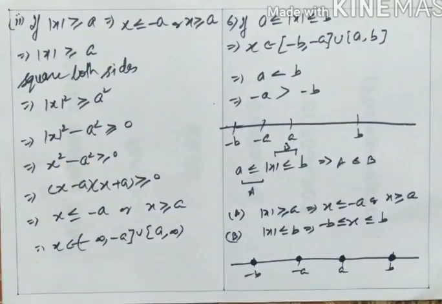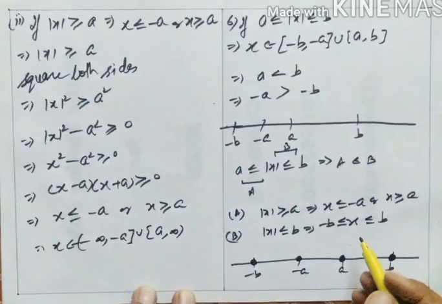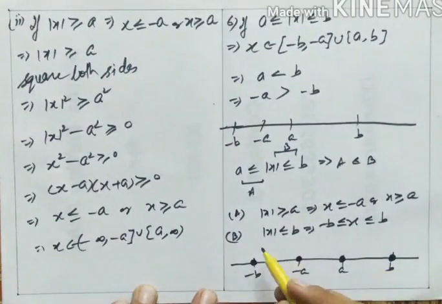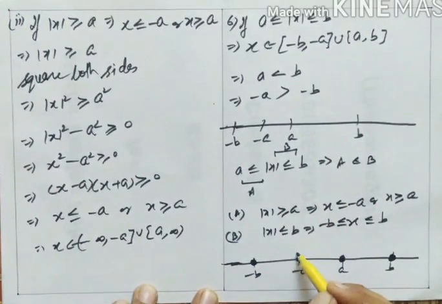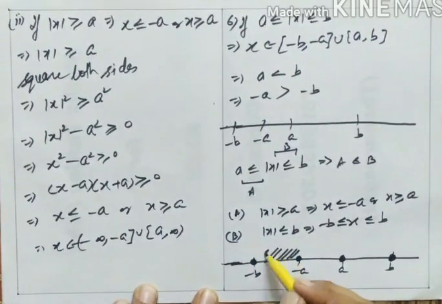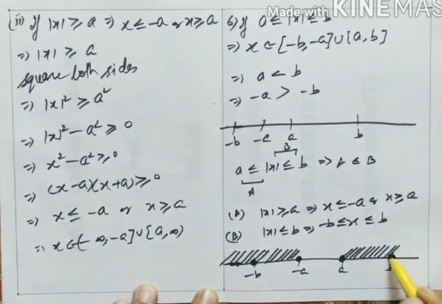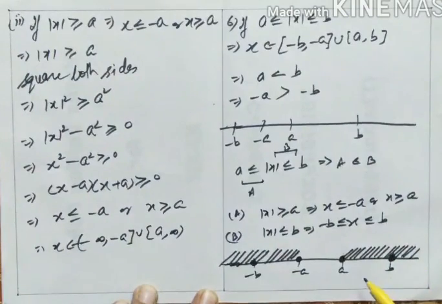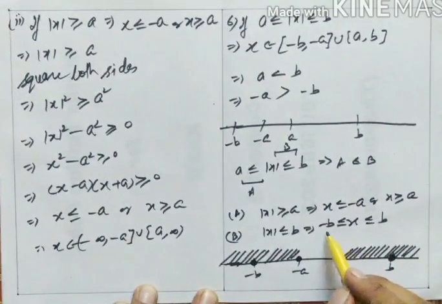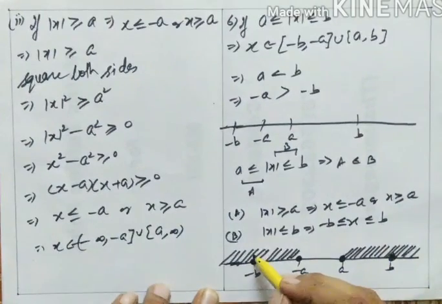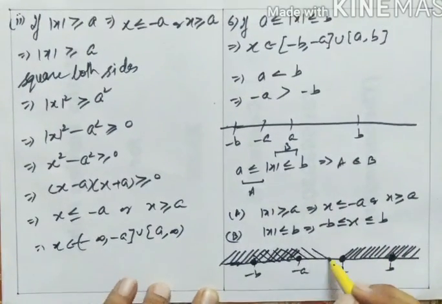Now let's see. The first one is saying that x has to be less than or equal to minus a or greater than or equal to a. Let me show the first case by forward slanted lines. Less than or equal to minus a means it will be like this, and greater than or equal to a means it will be this part of the number line. Now the second one says that it has to be between minus b and b. Let me show this interval by backward slanted lines. Minus b, this is, and b.